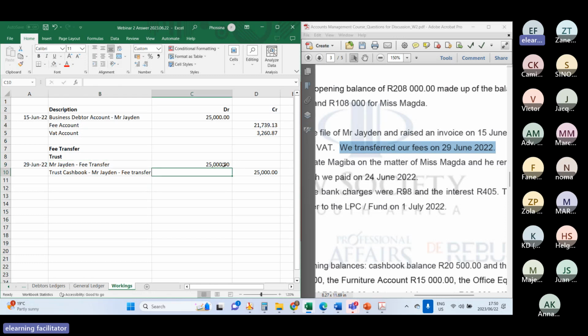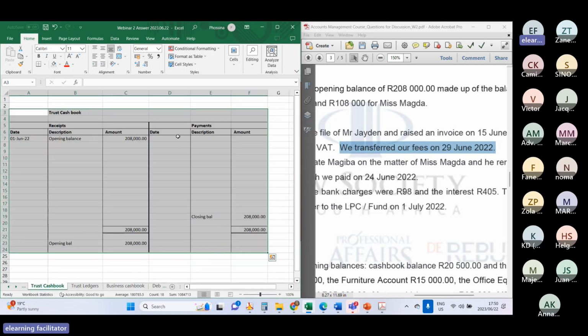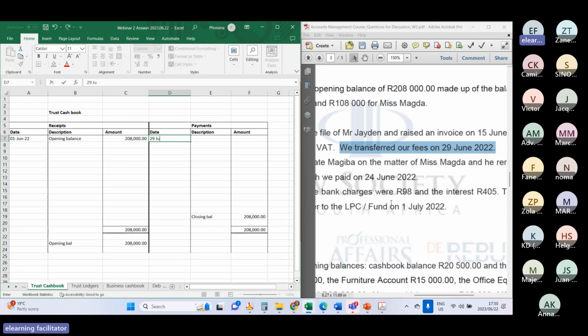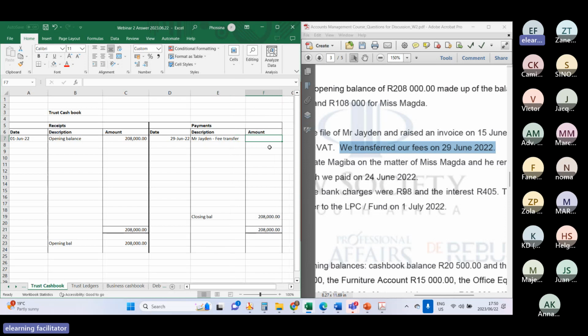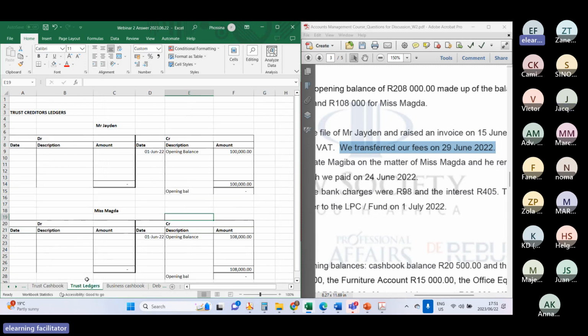Like that. So now I'm going to show you this portion of the transaction in our ledgers. It will be so easy. We've done it before. So it's the 29th of June. We are paying into our business account. And it's Mr. Jaden, and it's a fee transfer, fee plus VAT, inclusive. We do not have to split. So it's easy, 25,000, that's what we are paying. So to complete the double entry, then we go to our trust ledger, 29 June.